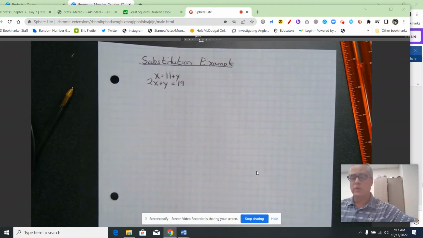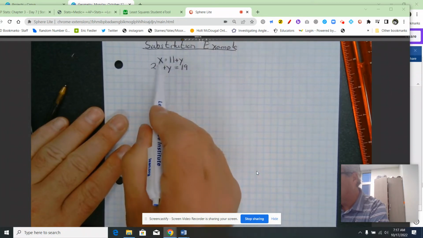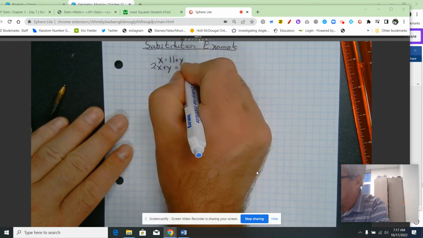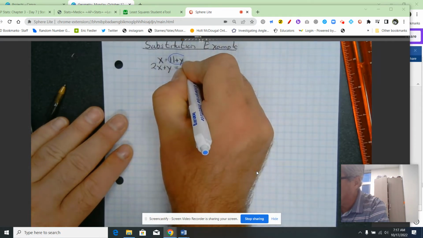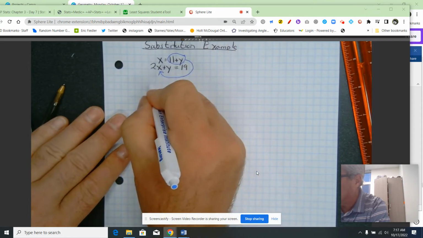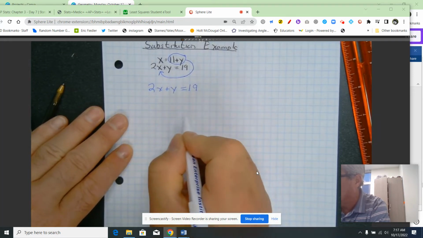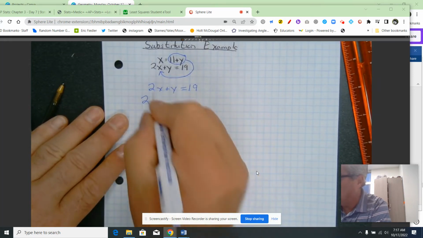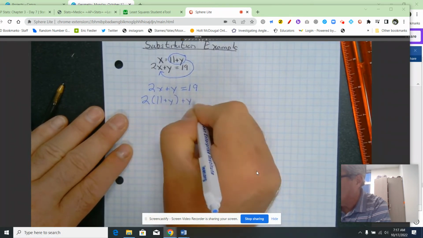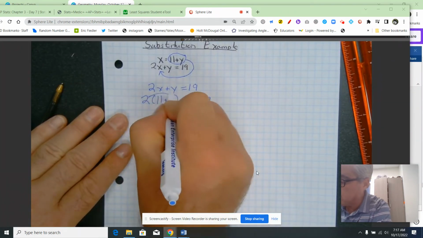The second one is called substitution, which means you take one equation and you solve for a variable. Notice this equation is solved for x. x is by itself on one side. You take that equation, and instead of writing x in the other equation, I'm going to write that. So take a look. 2 times x plus y equals 19 is what our second equation is. Instead of writing x, I'm going to write 11 plus y. That's the substitution.